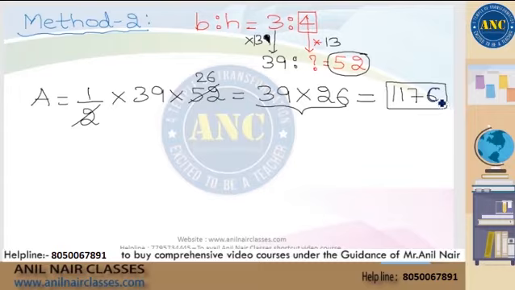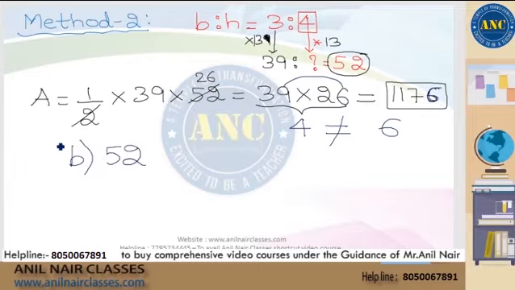Here the unit digit is 6, which is given in the question. 9 into 6 is 54. 39 into 26, unit digit is 4. Unit digit 4 and unit digit 6. Are they equal any time? No, definitely they cannot be equal. Therefore, my assumption of second option of 52 is incorrect.